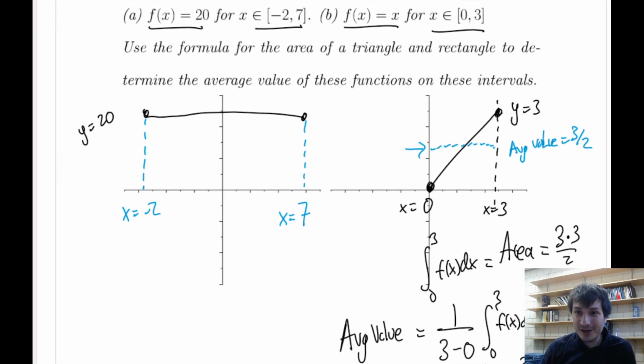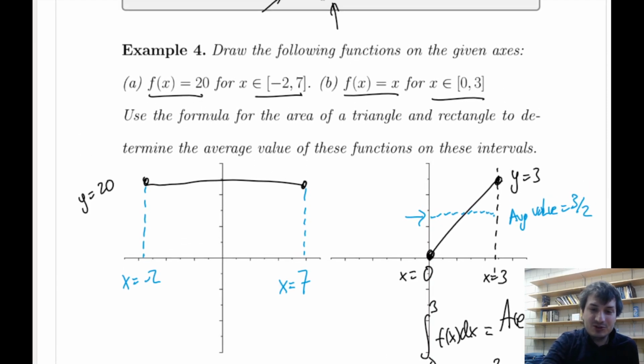You can do the same thing over here. Before we even do the math, we're going to do the math in a second, what do you think the average value of something that is always 20 is? If the value of the function is always 20, what is the average value going to be? I'm really hoping the average value should also be 20. Let's see if it works with math.